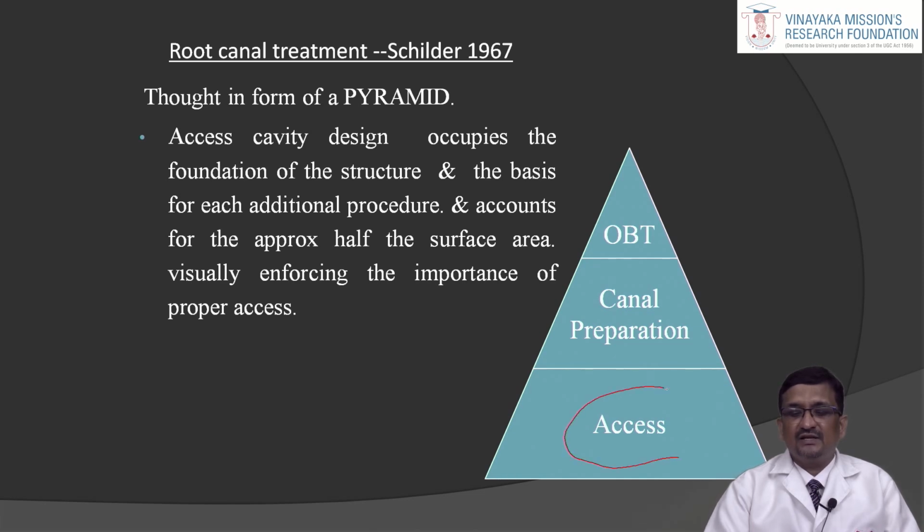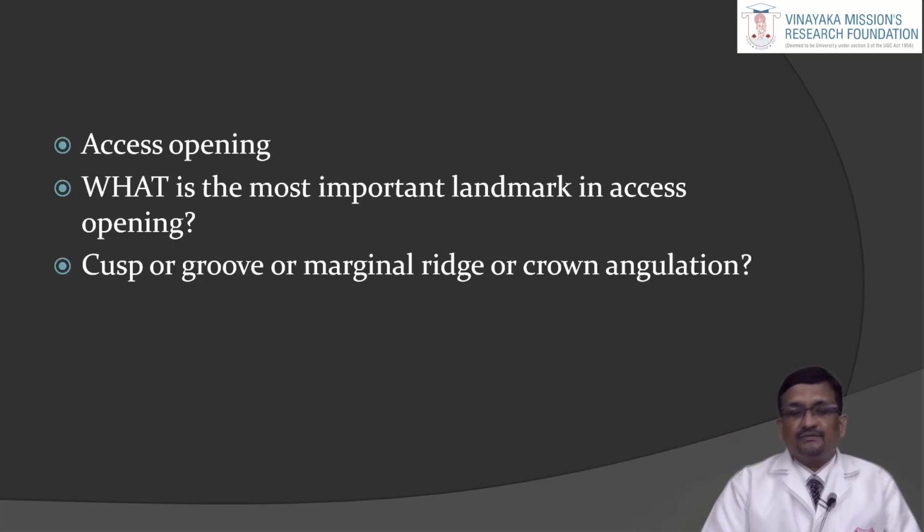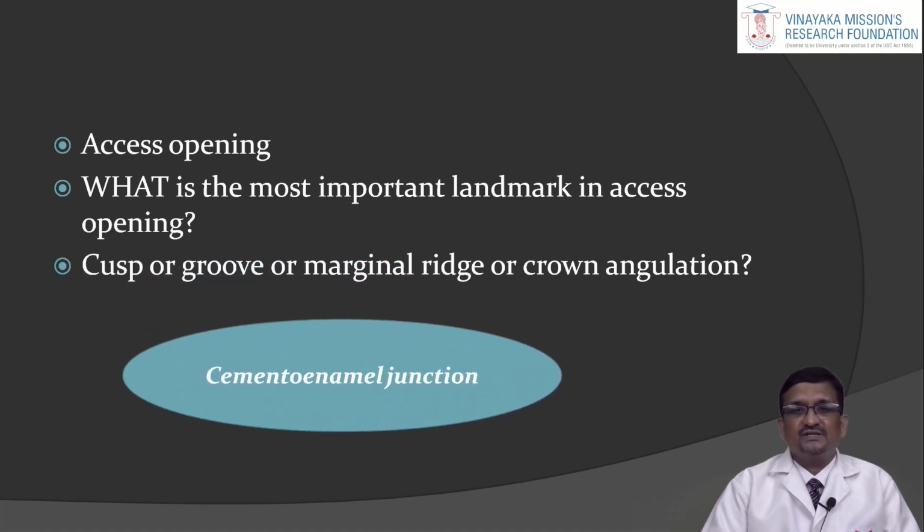So you can see here, access becomes the foundation. If you have a good access, automatically you are reaching a good canal preparation, which will help you finish with good obturation. So what is the most important landmark in access opening? A cusp, a groove, a marginal ridge, crown angulation? It is simple: the cementoenamel junction. Cemento-enamel junction, yes.